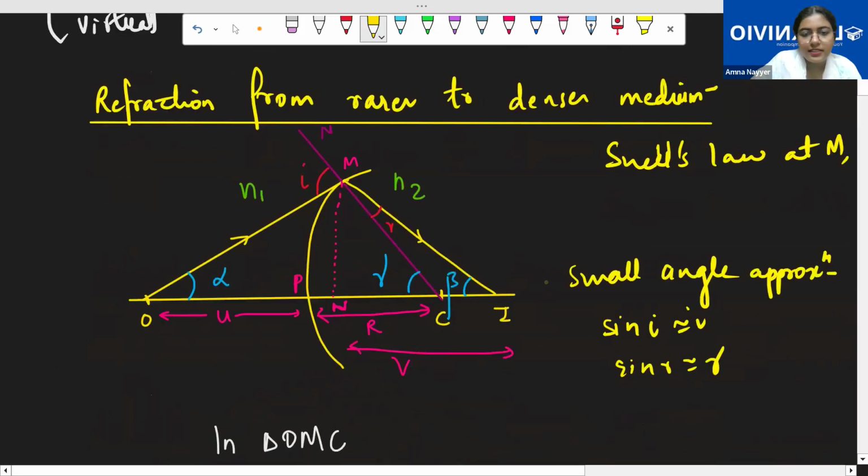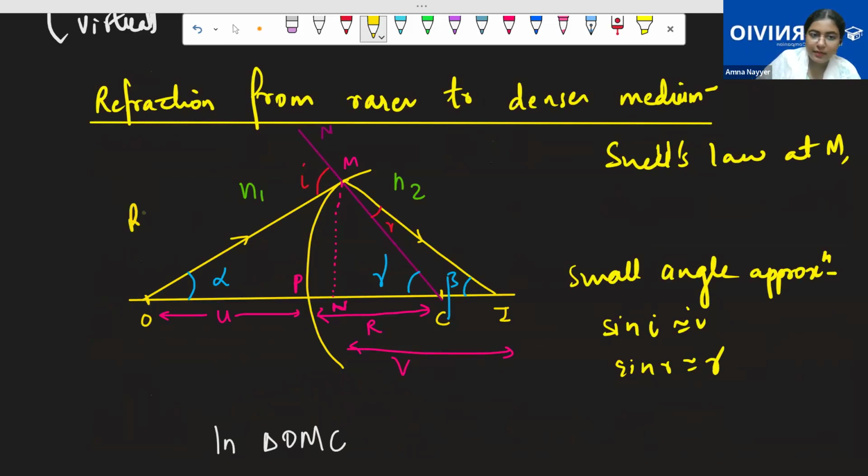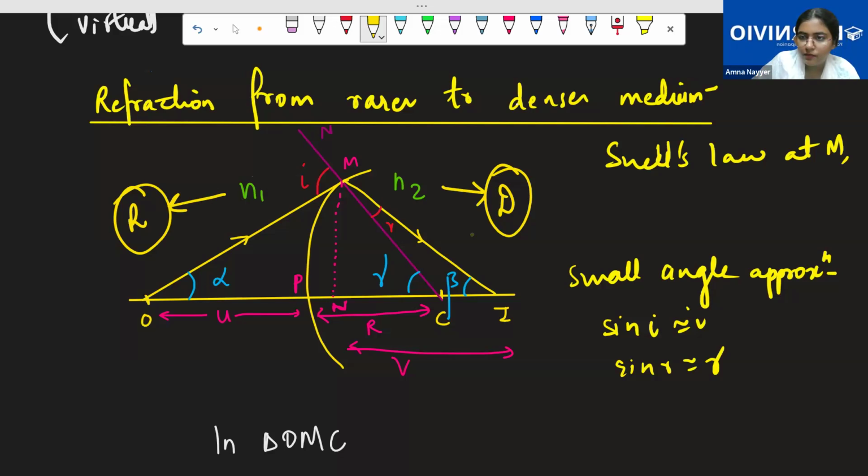Now first is refraction from rarer to denser medium. The object is present in the rarer medium, and this is the denser medium, which will be the glass. Let's say this is the refractive index N1 of the rarer and N2 of the denser. The object is present on the rarer side. Now the light rays come. This is your spherical refracting surface, and the light strikes it.